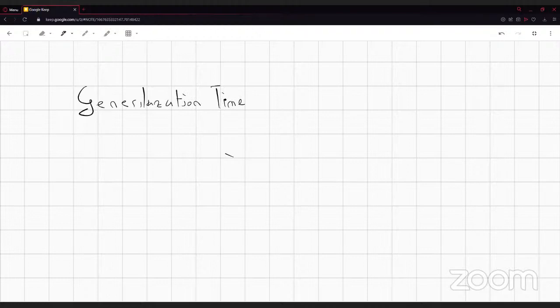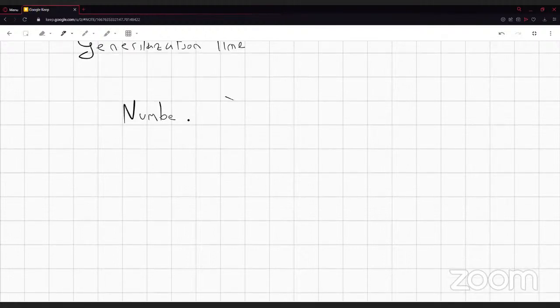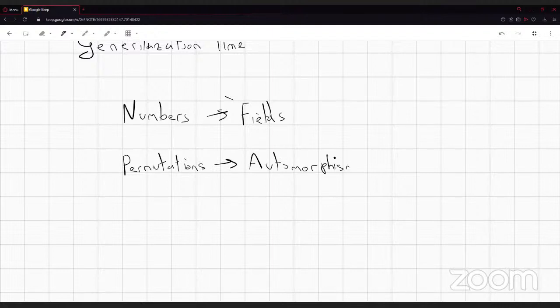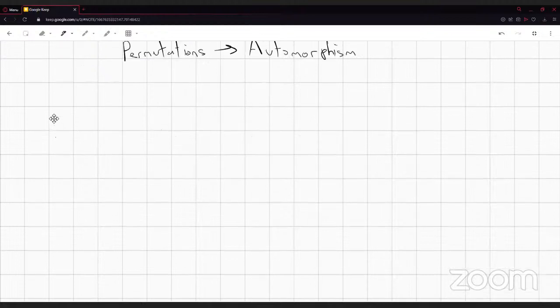Now, we will try to generalize things by working with more flexible things. For example, from now on, we will switch from numbers to things called fields, and from talking about permutations, we will talk about automorphisms. But what are fields? We will give a basic definition now.